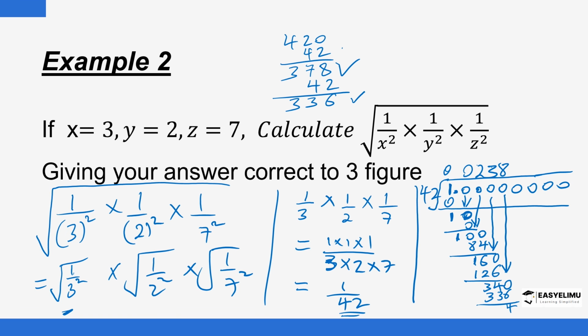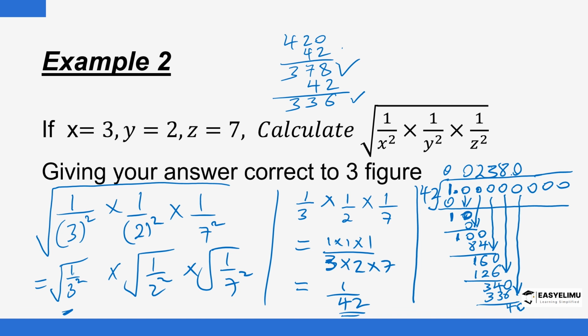Here, the answer, we had borrowed 1, so this is 3, so that is all. You drop the next 0 here. So 42 goes into 40, 0, because 40 is less. We are supposed to give it correct to 3 figures.